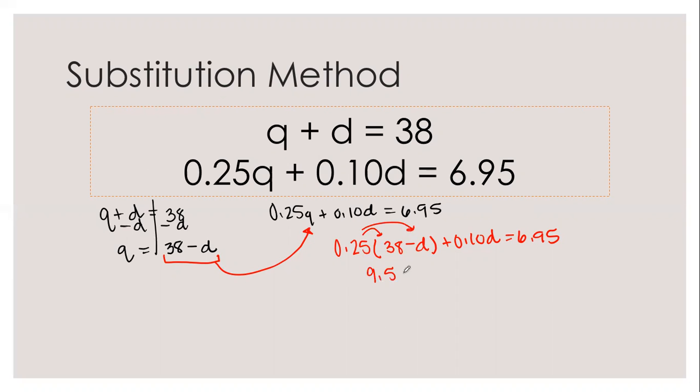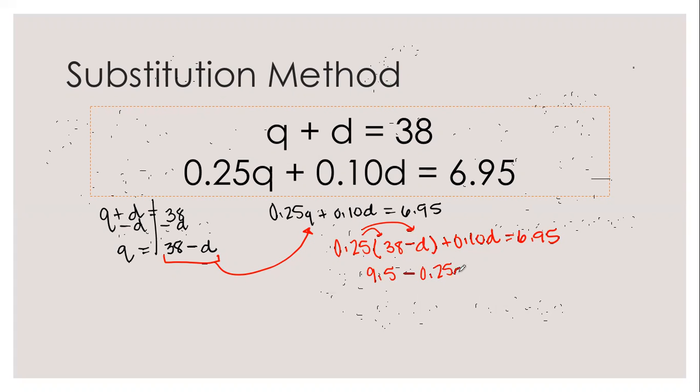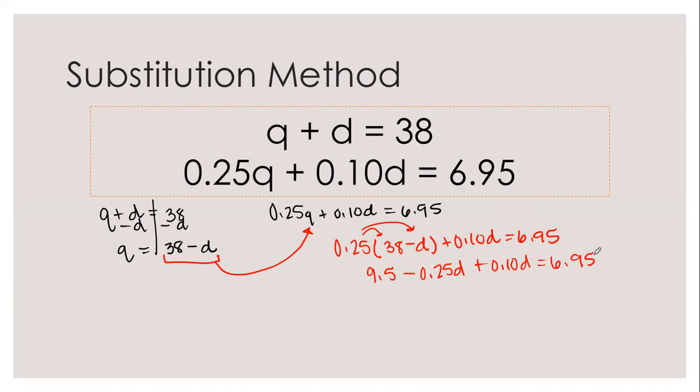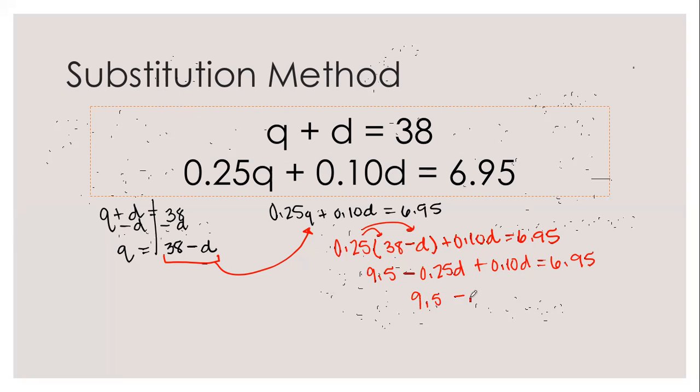0.25 times negative D would be minus 0.25D. Then plus 0.10D equals 6.95. Say it louder. Combine like terms. What are my like terms? All right, so negative 0.25D and positive 0.10D. When I combine these, what would that give me? Yes, so I got 9.5 minus 0.15D equals 6.95.